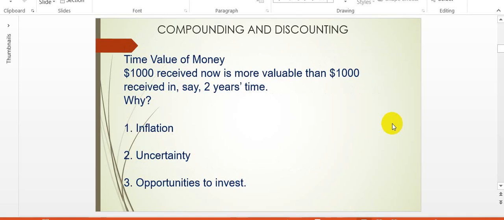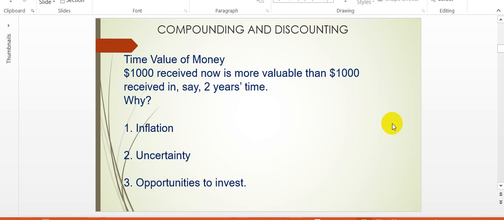Compounding and discounting take into account the time value of money. Time value of money simply means that an amount of money is worth much more today than, say, if it was going to be received a year or 2 years from now. This is because the purchasing power of that amount would have been eroded due to inflation.